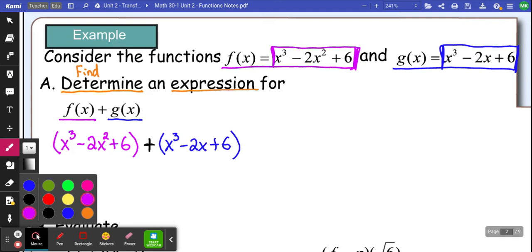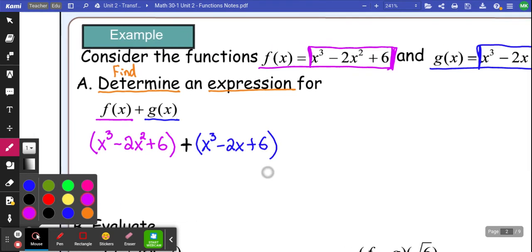That kind of helped us with our systems of equation stuff when we were trying to do like elimination and things like that. But it shouldn't be too necessary here. Okay, that is an expression for f of x plus g of x. No, it's not a simplified expression, but it is an expression. To make it a simplified expression, just actually add the things together.